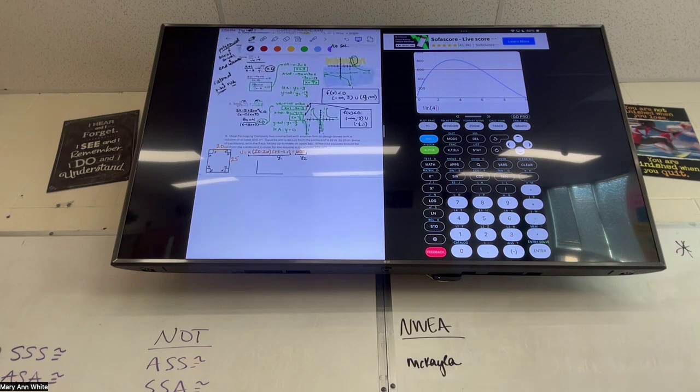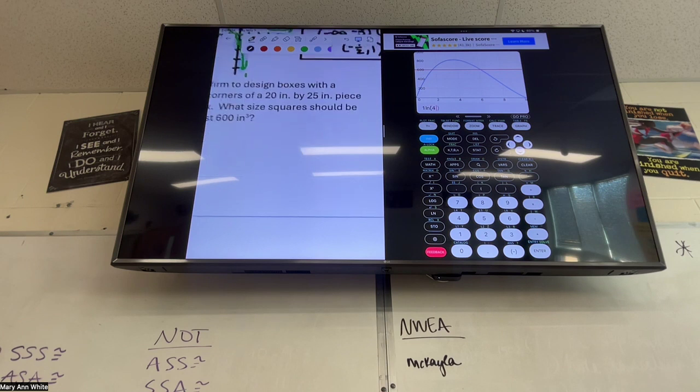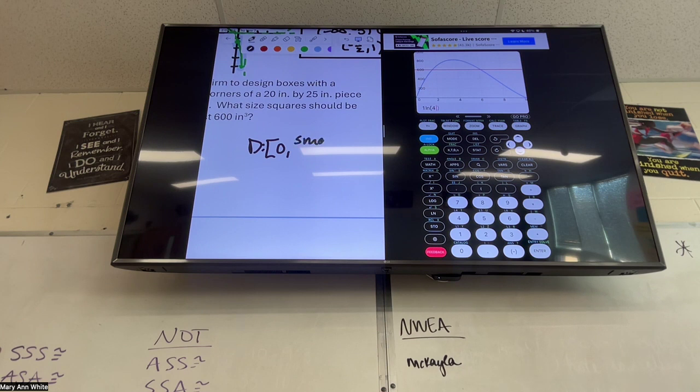We talked about this, right? Remember we talked about our domain? The smallest you can cut off is 0, and the most you can cut off is your smallest side divided by 2. So my domain, or my x min and x max, my window, is going to go 0 to 10. There is another part of the graph, but that's not realistic to what we're dealing with. I have an actual piece of paper. I can only cut off at most 10 on both sides.